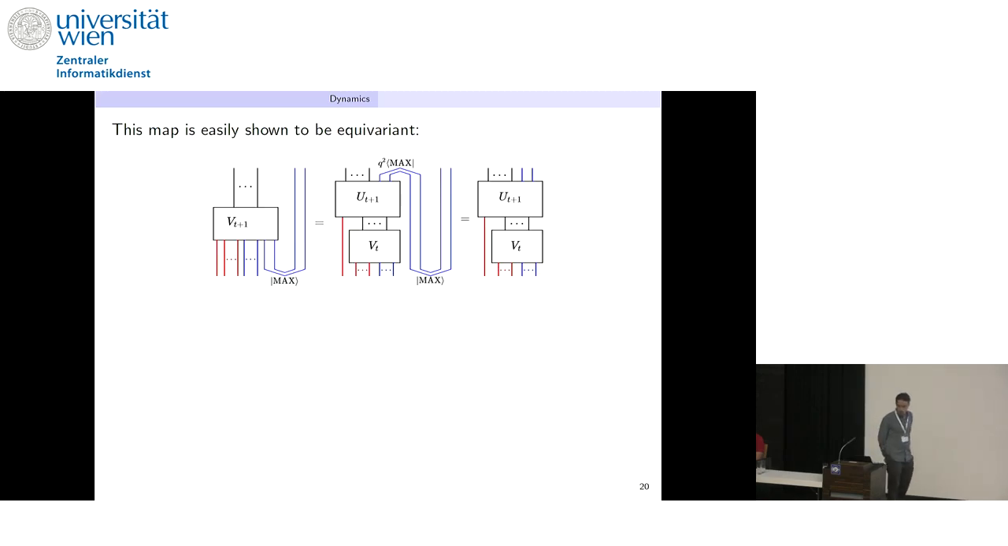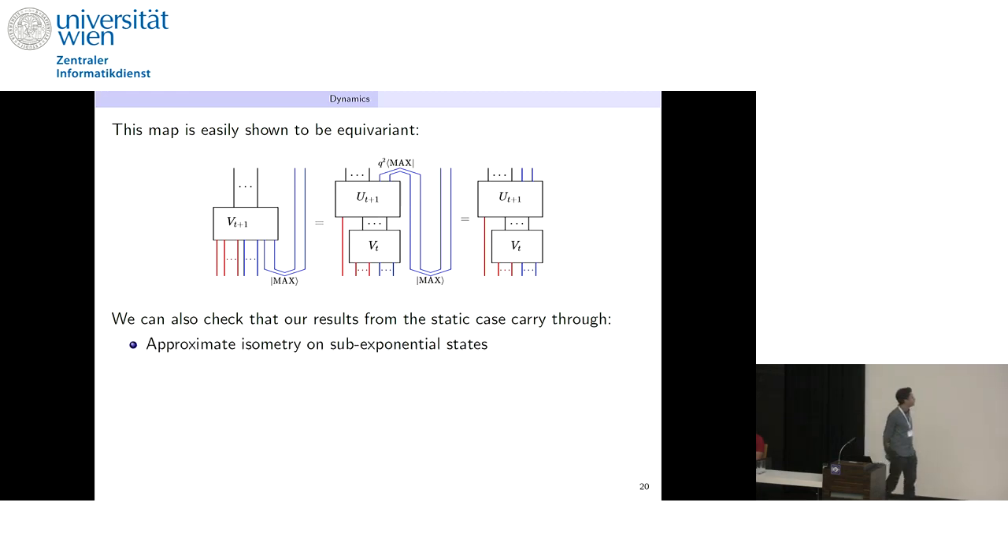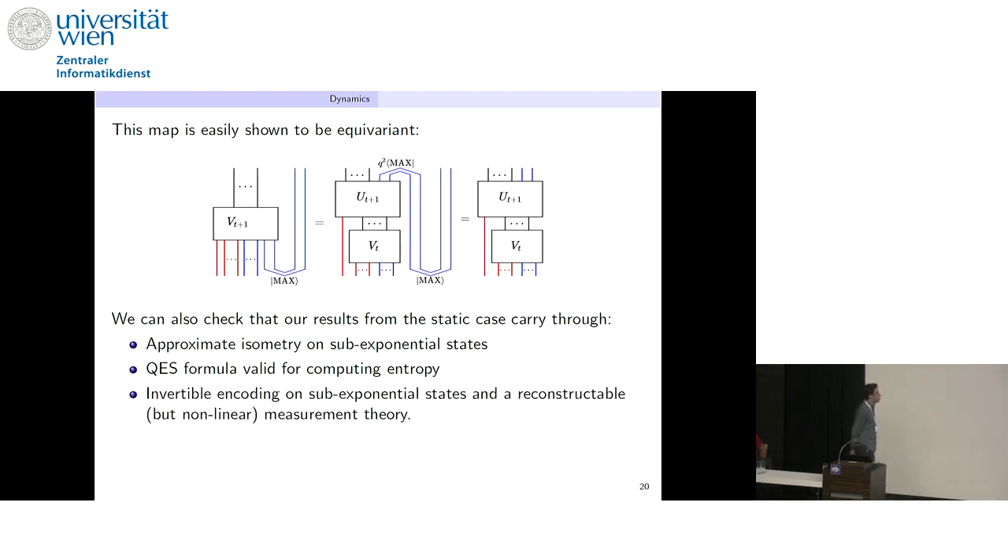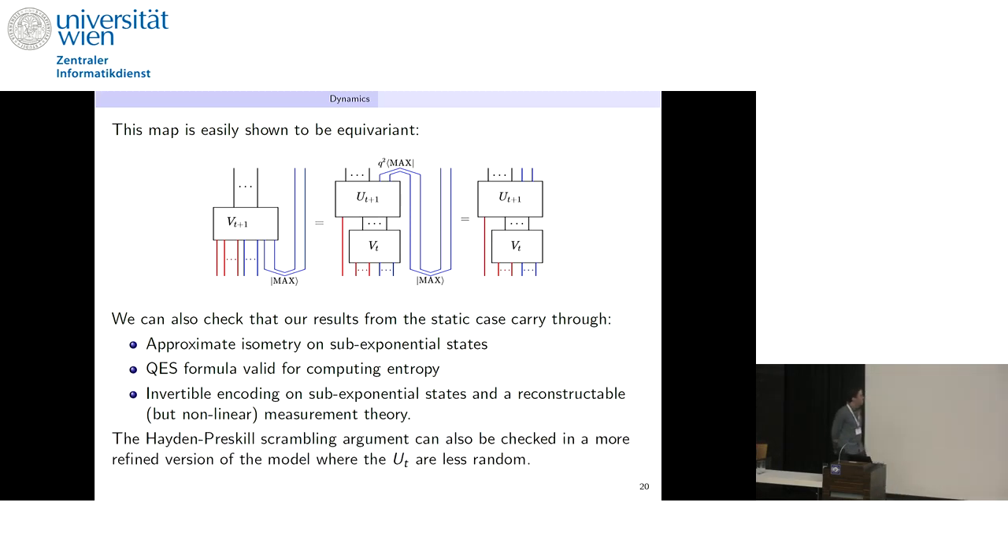This is easily shown to be equivariant. Here's the picture, but I won't explain the picture. Hopefully it looks like a plausible picture to prove that. We can also check that everything we did in the static case carries through. It's an approximate isometry on sub-exponential states. The QES formula is valid for computing entropy. There's an invertible encoding on sub-exponential states in a reconstructible but nonlinear measurement theory. You can also show that the Hayden-Preskill scrambling argument, if you know about that, works.